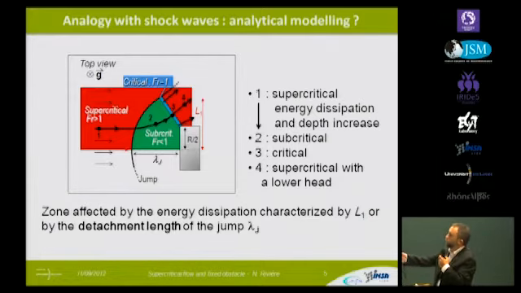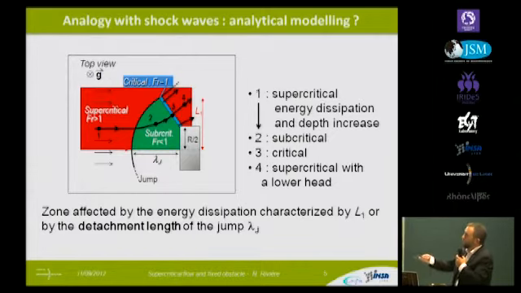So here we have a top view. The obstacle is there, like this. We have the flow coming. So we have the supercritical flow that can be the inland flow of the tsunami. And if we see the flow, it passes from supercritical to subcritical regime through the jump, and then reaccelerates to this minimum section, and then passes again in supercritical regime.